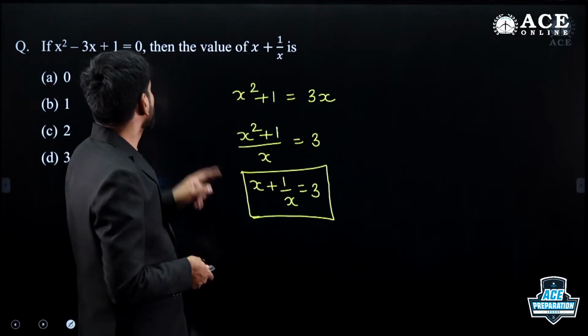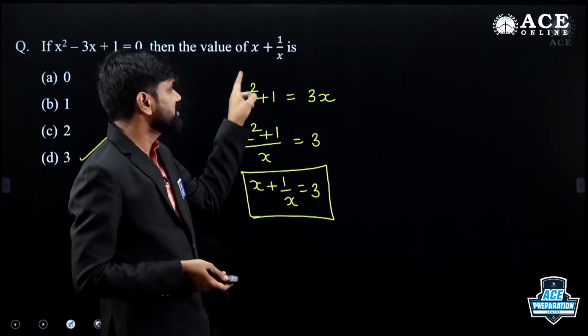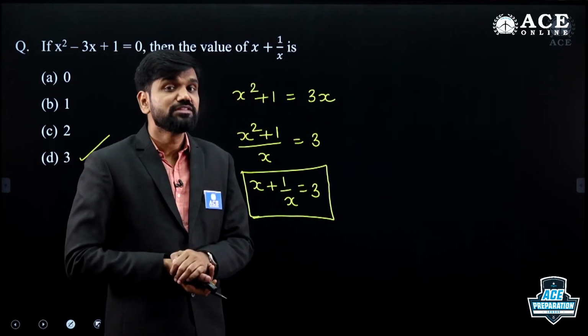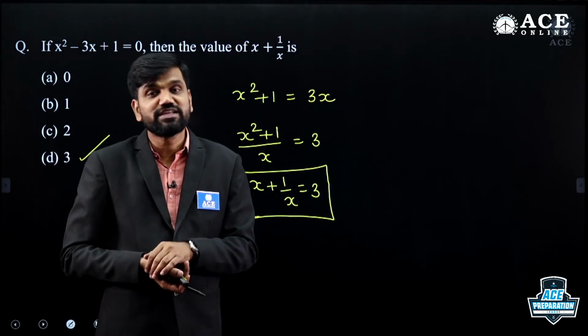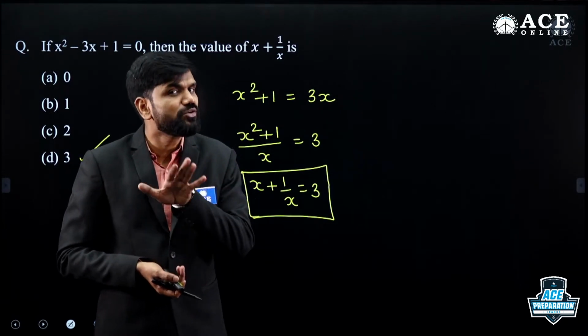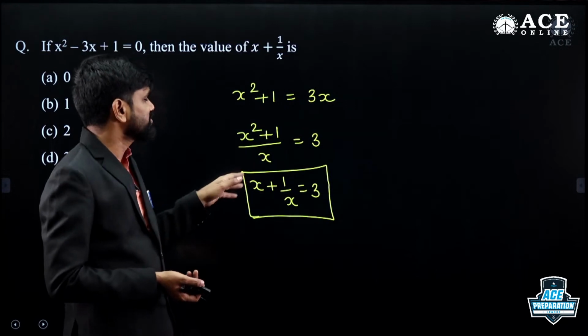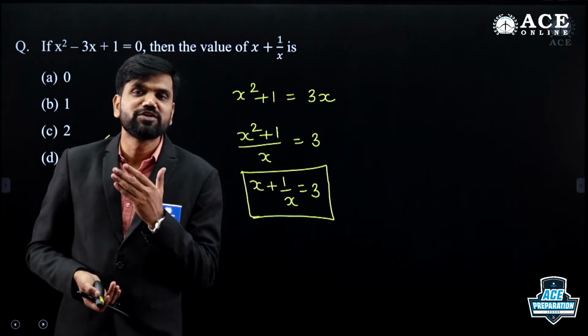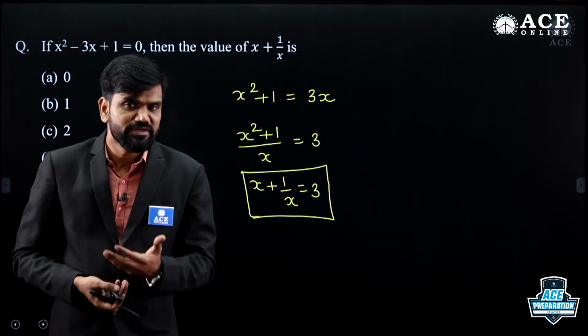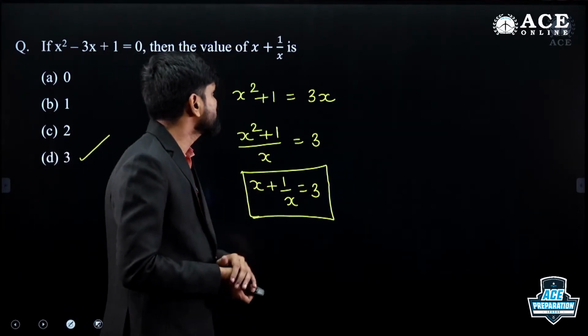Sometimes they will give you some relation like this. Instead of asking you for x plus 1 by x, they will ask you for x cube plus 1 by x cube. To get that, what you have to do is get the value of x plus 1 by x. After getting the value of x plus 1 by x, apply the formula you have already learnt. Getting it? Let's move on to the next one.